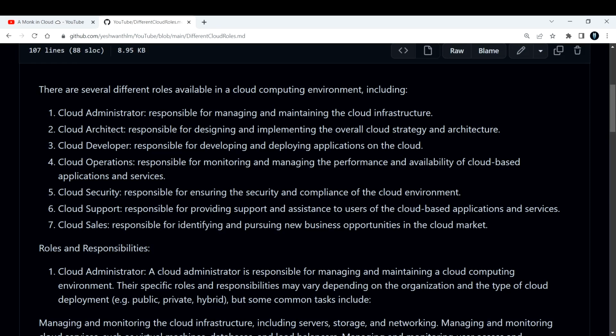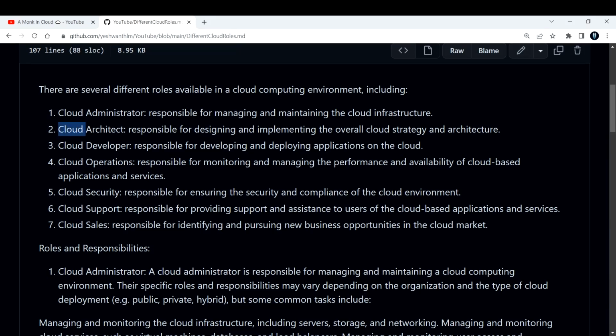Right. So the first role would be the cloud administrator. Cloud administrators will be responsible for managing and maintaining the cloud infrastructure. We'll delve into the roles and responsibilities of the cloud administrator later, but I'm just pointing out what are the different roles available.